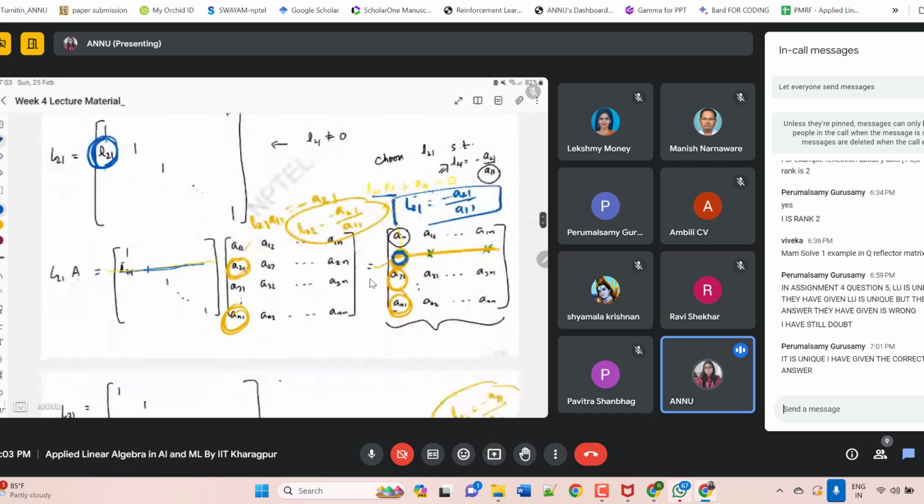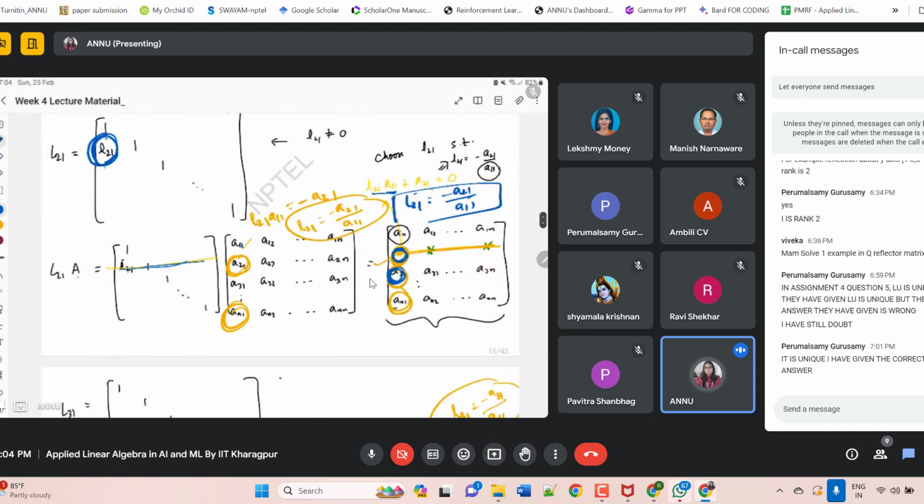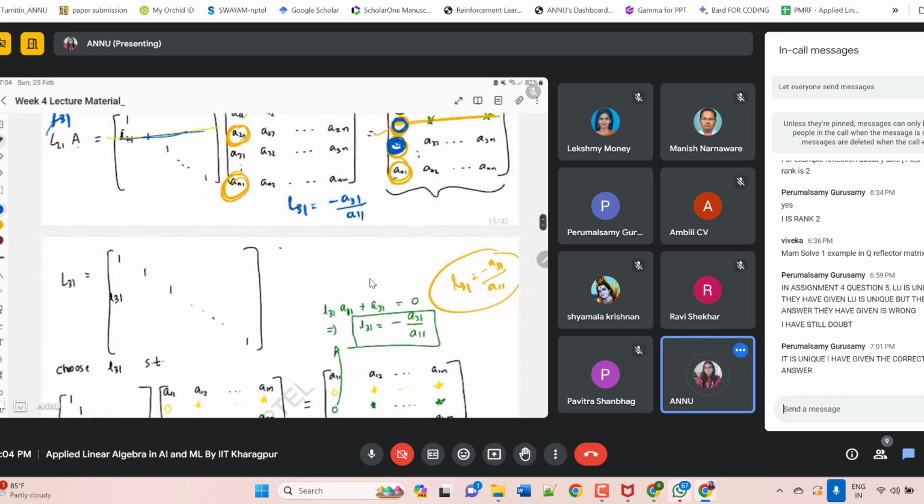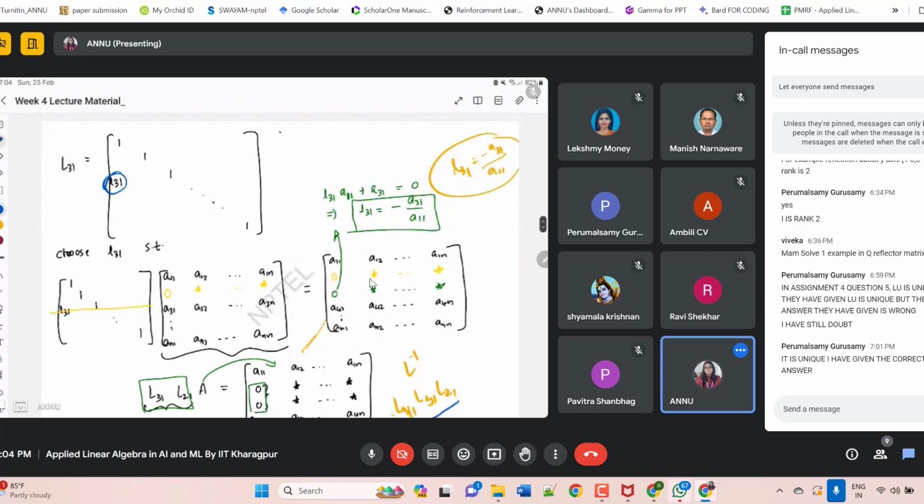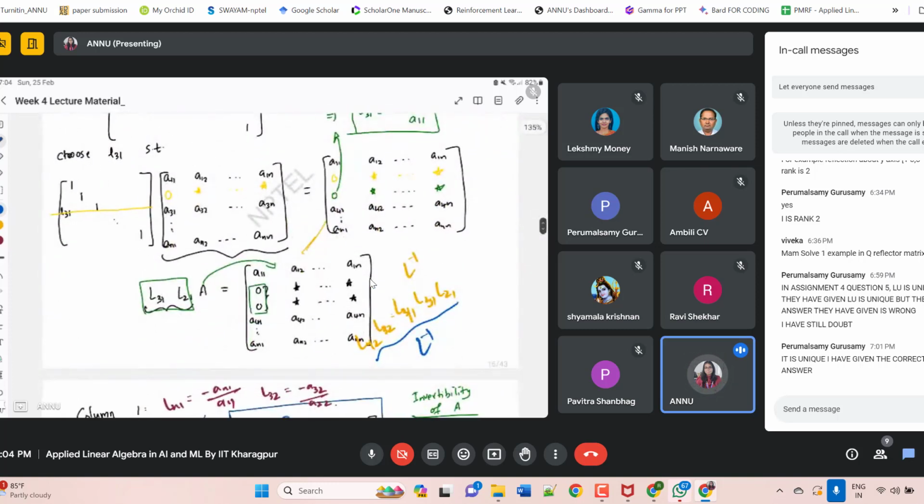Now, you want to make this particular value 0 by multiplying a matrix, that is L31. Similarly, if you calculate the L31 value, the L31 is nothing but minus A31 divided by A11. This content will be modified, this L31 content. And in this way, you will get L31. Now, L41, because you have to make this particular thing 0, then this particular thing 0.